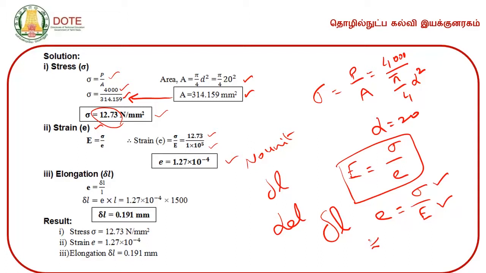Strain is given by change in length to original length. What is the formula for strain? Strain is the ratio of change in length to original length. So strain is given by del L by L. Therefore del L is equal to strain into length. This is given by 1.27 into 10 to the power minus 4.